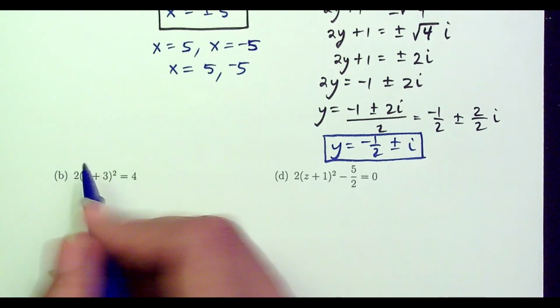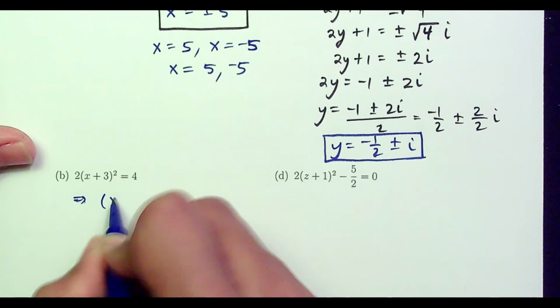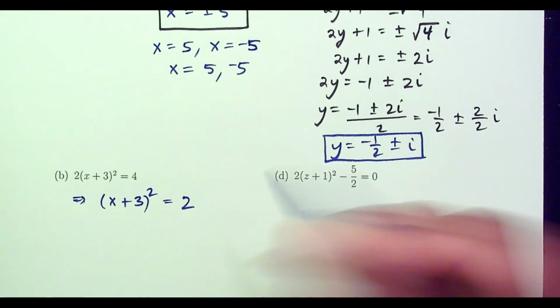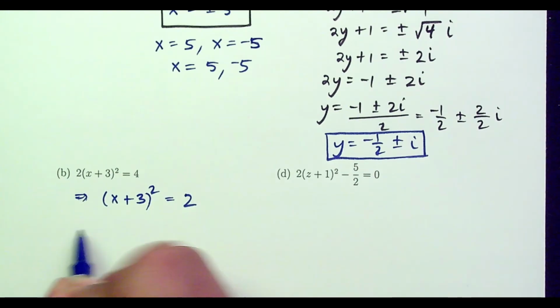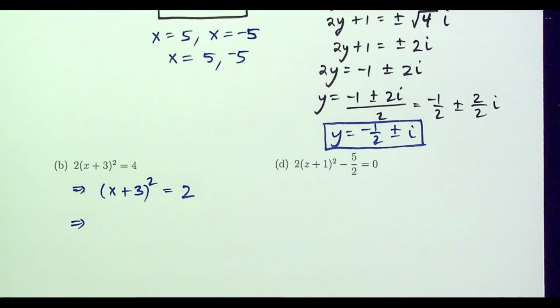So first step would be to divide by 2 on both sides. So if you divide by 2 both sides, you're going to get x plus 3 squared equals 2. All right? Now it's good to go because now I have something squared equals a number.